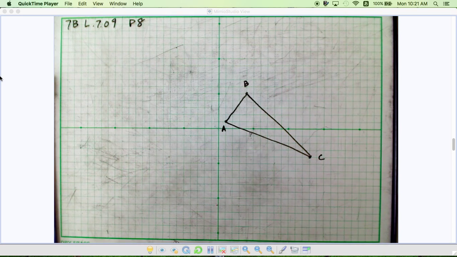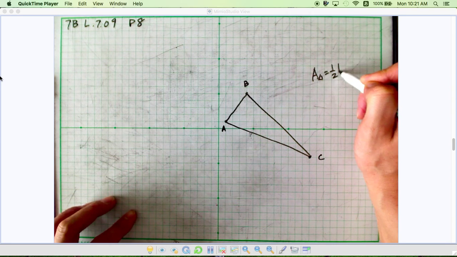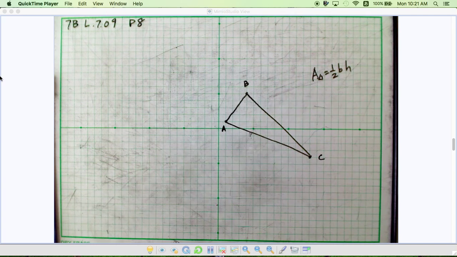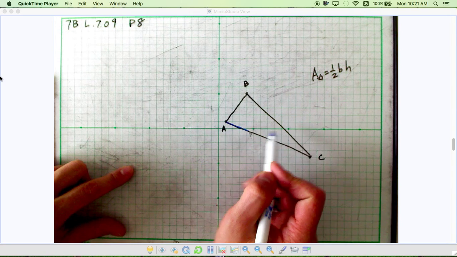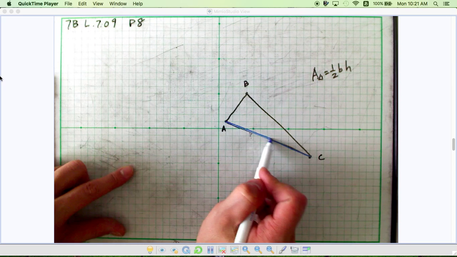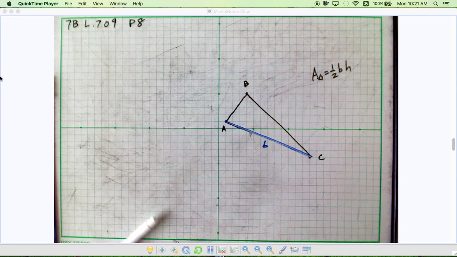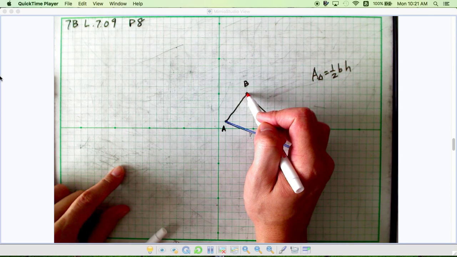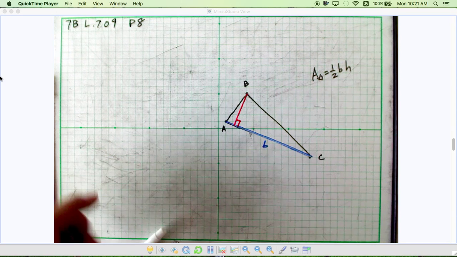So what do we know? What do we need to know to find the area of the triangle? That's right. It's half of base times height. So you can claim any side as a base. This time, I'm going to claim that AC is my base. And I'm going to claim that the perpendicular line here is the height.